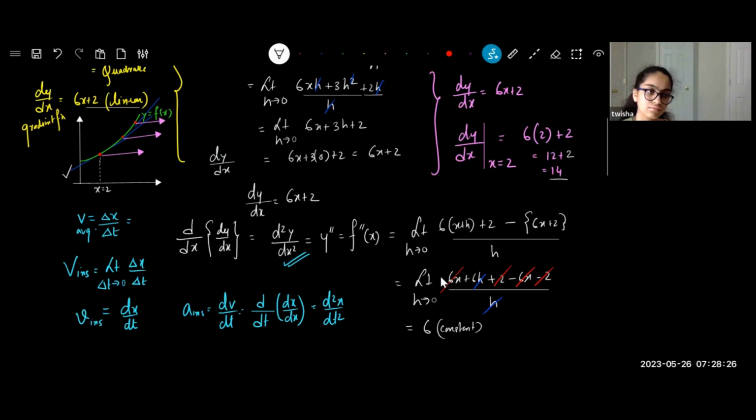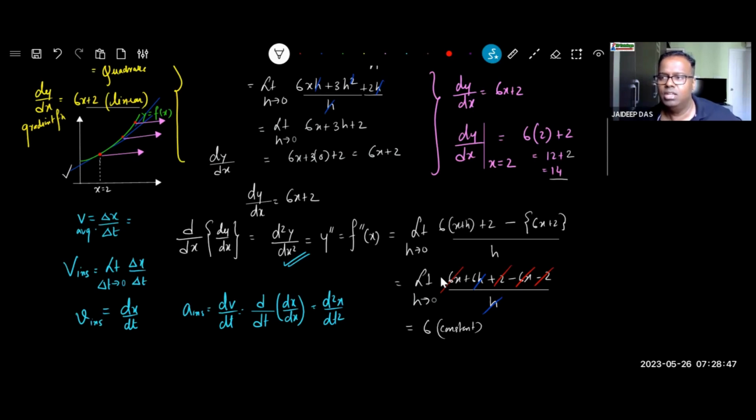Now, if you try to find out the slope of the green curve at x equal to 4, our slope will become 26. 6 into 4 is 24 plus 2, 26. Let's take the second red dot as x equal to 4. How much did we find our slope as? Sir, you found it as 26. The slope is more than what it is at x equal to 2.